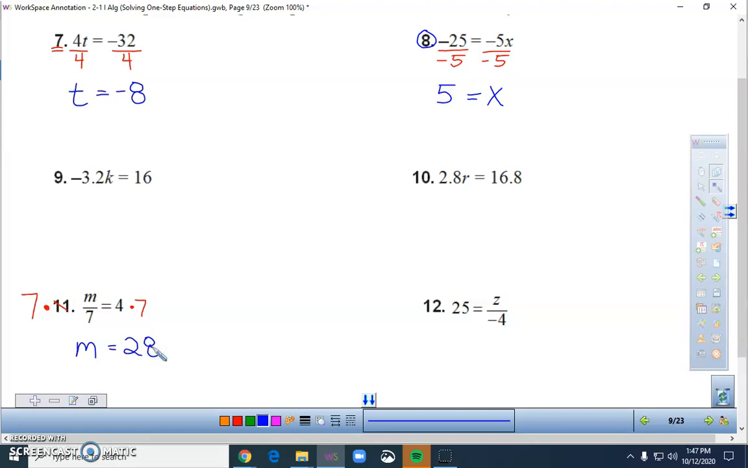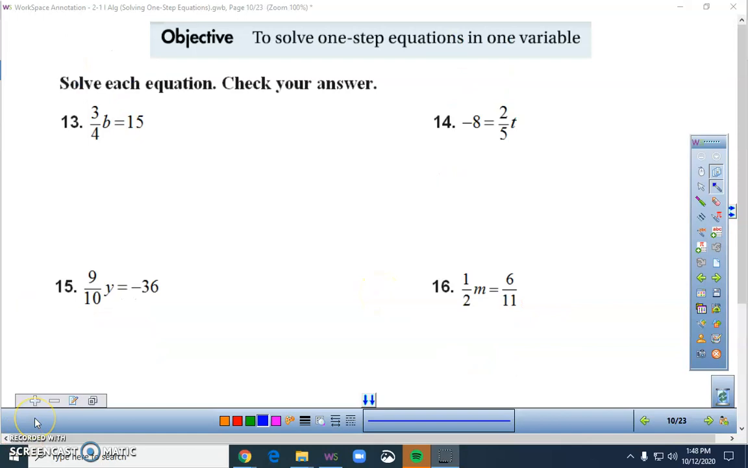Pause your video and see if you can do number 12. Okay, hopefully you ended up with z equal to -100 by multiplying both sides by -4. Okay, now here's a quick reminder about a special problem where we have the variable, so let's look at number 14 here, we have the variable t being multiplied by a fraction 2/5.